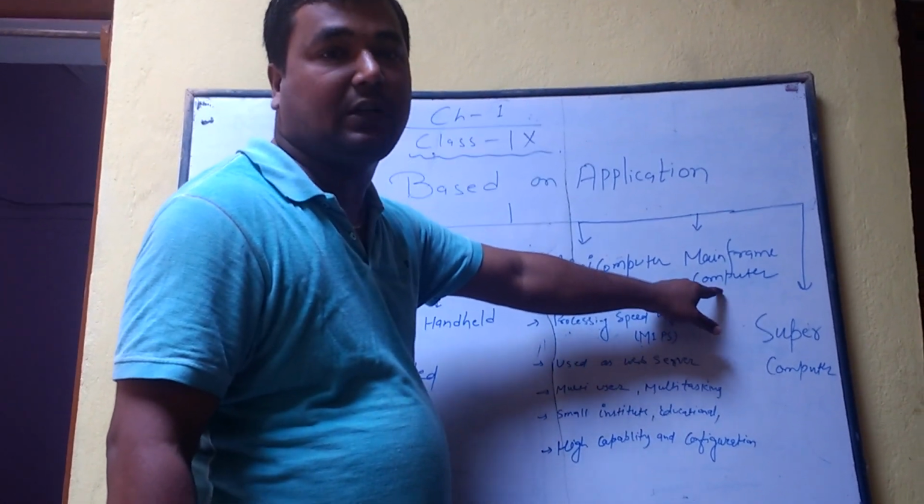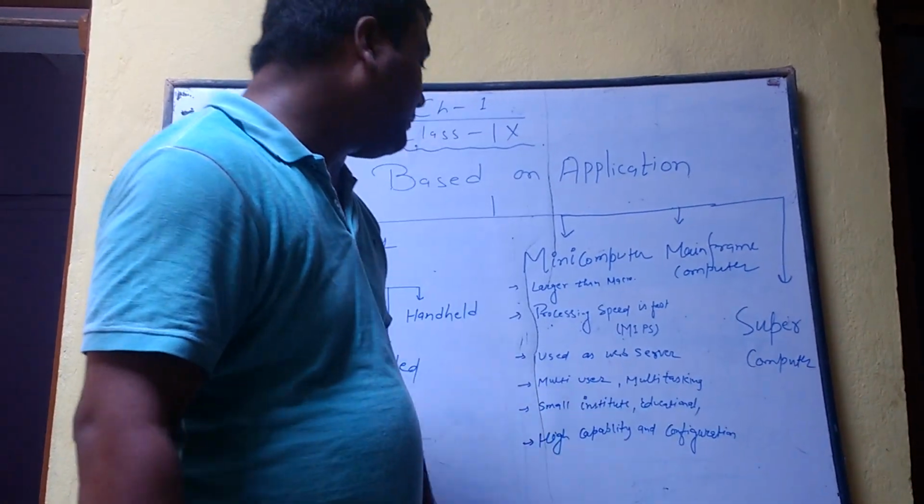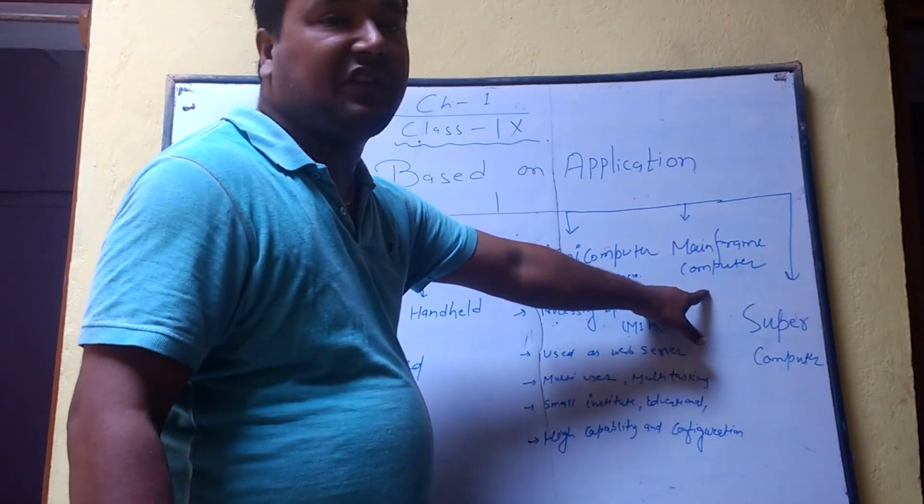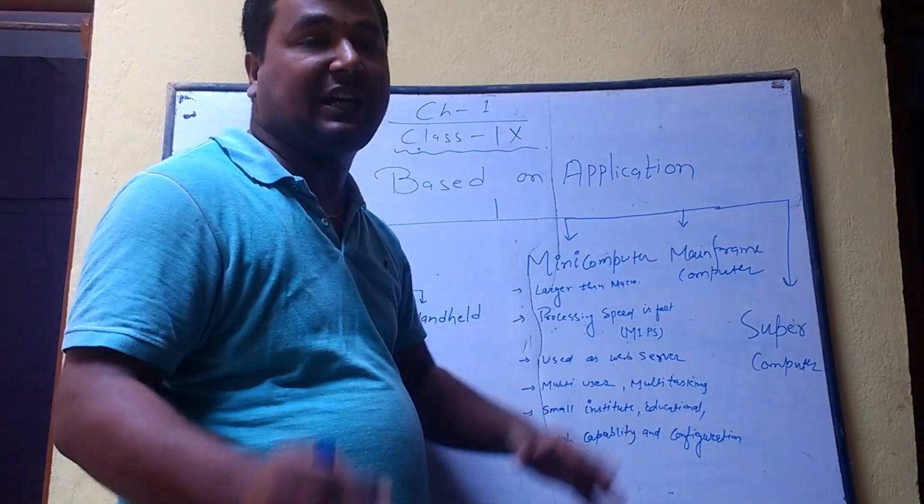Large space means what? You need about one room to accommodate this computer. Clear? And its speed is measured in trillion instructions per second, and it is used as the main server.